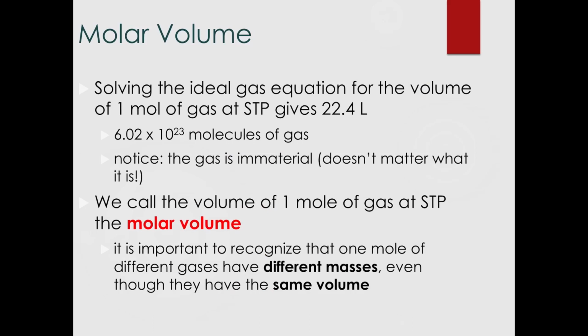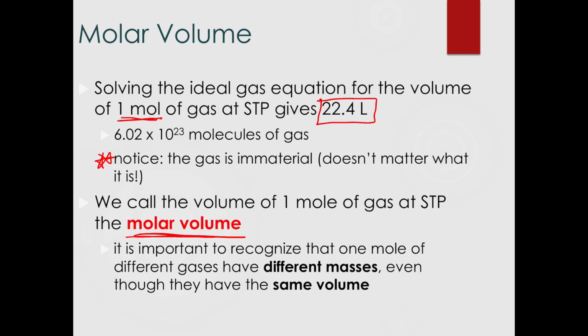So the molar volume, like we were talking about before with Avogadro's law, if we have a set number of particles at a given temperature and pressure, then they will always have the same volume. And so if we solve this ideal gas law for the volume of 1 mole of a gas, any gas, at STP, it will always be 22.4 liters. Okay, so this will be for 6.02 times 10 to the 23rd molecules of a gas. But again, it doesn't matter what the gas is, as long as you have 1 mole of a gas at STP, it is always going to be 22.4 liters. So we call this the molar volume.